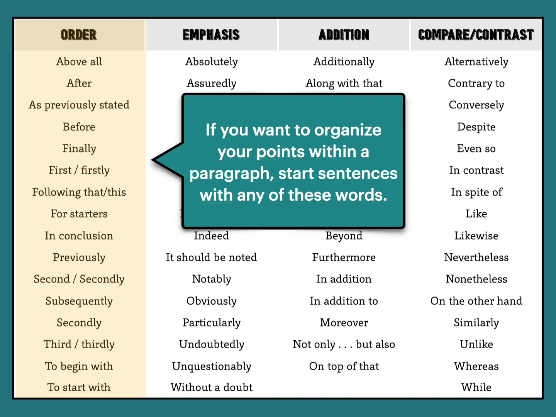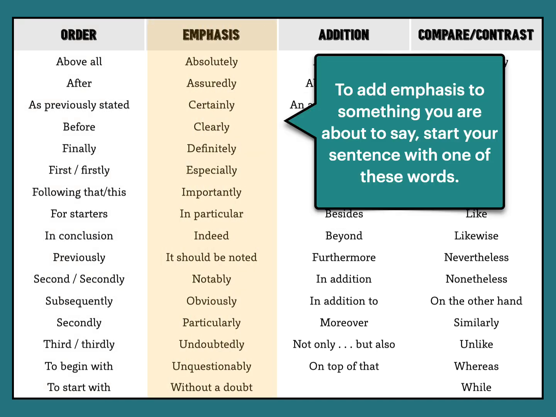Now, if you want to organize your points within a paragraph, start sentences with any of these order words. These are great for keeping things organized. If you want to add emphasis to something you are about to say, start your sentence with any one of these words. Absolutely, we should do blah, blah, blah. Notably, so-and-so says blah, blah, blah.